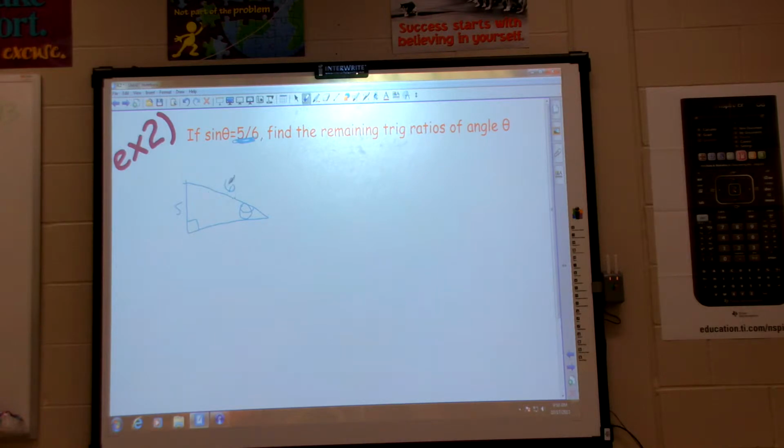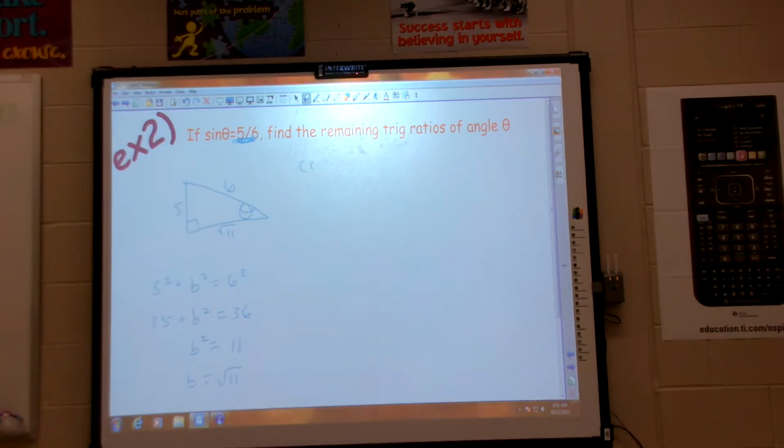Be careful, this is C, right? So 5 squared plus B squared equals C squared. Right, hypotenuse must be with equals, so I have 25 plus b squared equals 36. Subtract. I get what? 11? So b is the square root of 11. Does that reduce? No. So just square root of 11.